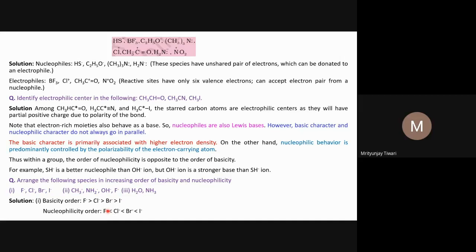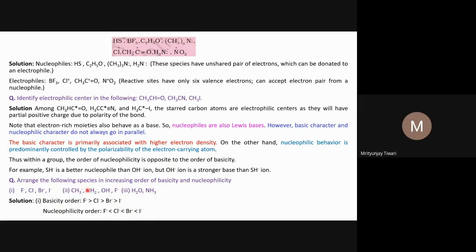But the basicity order will be in the opposite order. F minus having the smallest size has the highest electron density, meaning the charge divided by volume, or the charge divided by radius, is highest, and so F minus is the strongest base, then Cl minus, then Br minus, then I minus, because we know the size increases in this direction. And because size increases in this direction, polarizability increases in this direction, and so because polarizability increases, the nucleophilicity order will be in this direction.